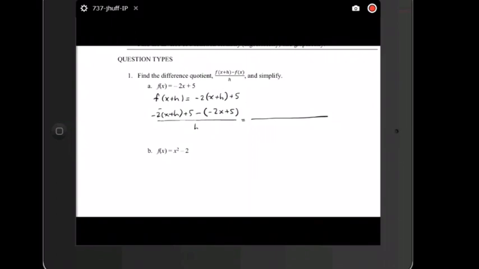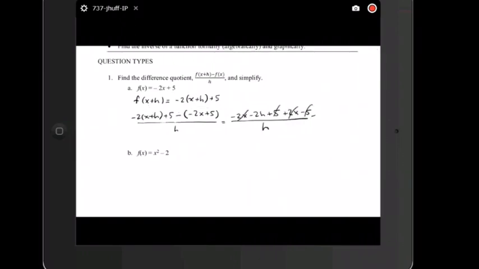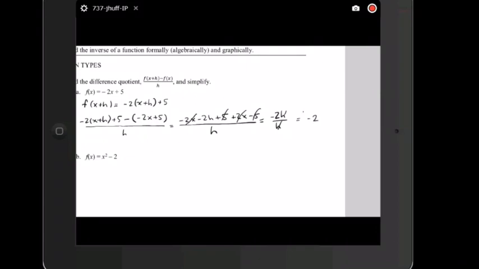So now when we simplify, over here when we distribute, I'm going to get -2x minus 2h plus 5. And then when you distribute here, you're going to get plus 2x minus 5. And that's all over h. And then we have some like terms that cancel, so negative and positive 2x, and then positive and -5. So we have -2h divided by h. H's cancel. So the difference quotient for question 1a is -2.